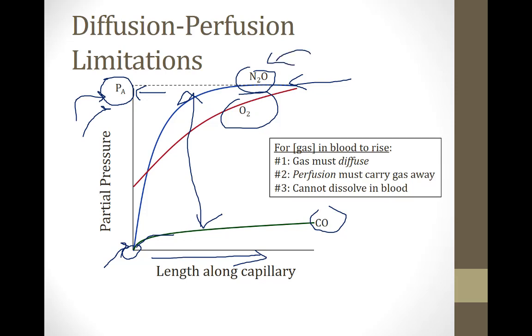So in the next few slides, we'll make sense of this graph, and in order to understand it, you have to appreciate three things. For the concentration of gas in the blood to rise as blood moves through a capillary in the lungs, first of all, gas must diffuse across the alveolar membrane, and then perfusion must carry the gas away from the lungs. And then finally, the gas cannot dissolve in the blood. If it dissolves in the blood, then it won't be able to exert any partial pressure as a gas, and therefore the partial pressure in the blood will not rise.